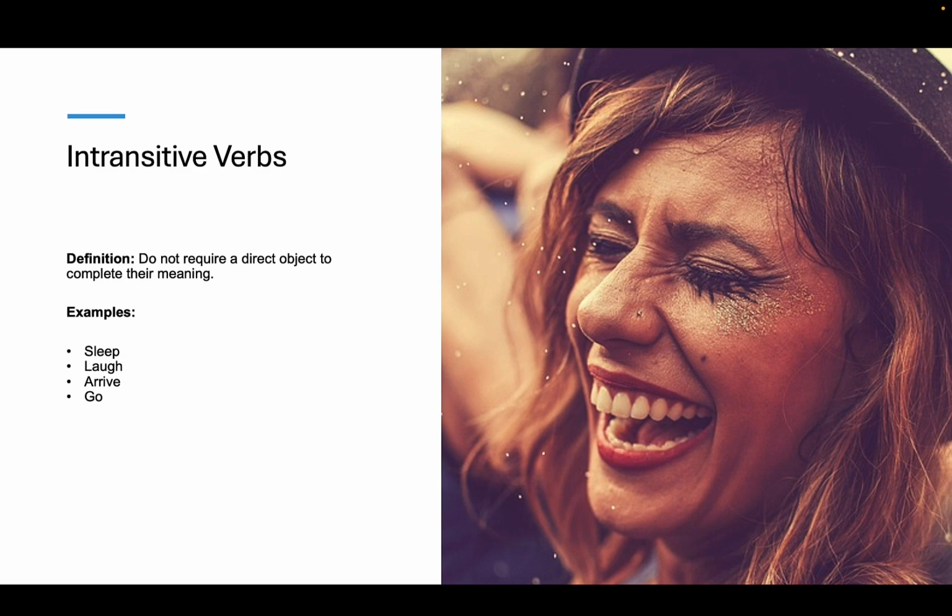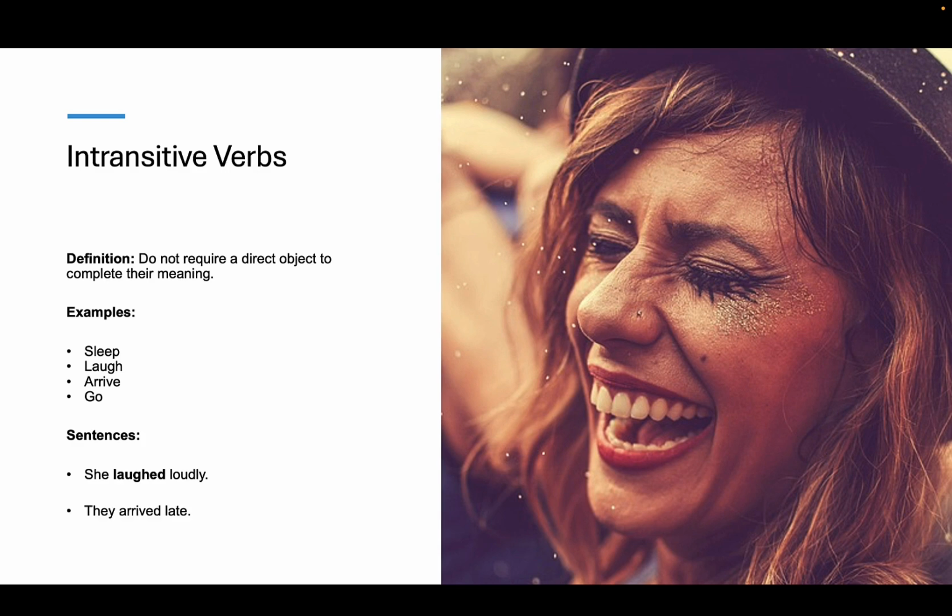Now what about intransitive verbs? Intransitive verbs do not require a direct object to complete their meaning, and the action they describe does not happen to someone or something. As an example, this could include sleep, laugh, go, or arrive. Okay, what about this sentence? She laughed loudly. What do you think is the intransitive verb? Here, laughed is the intransitive verb because it does not need an object to make sense.